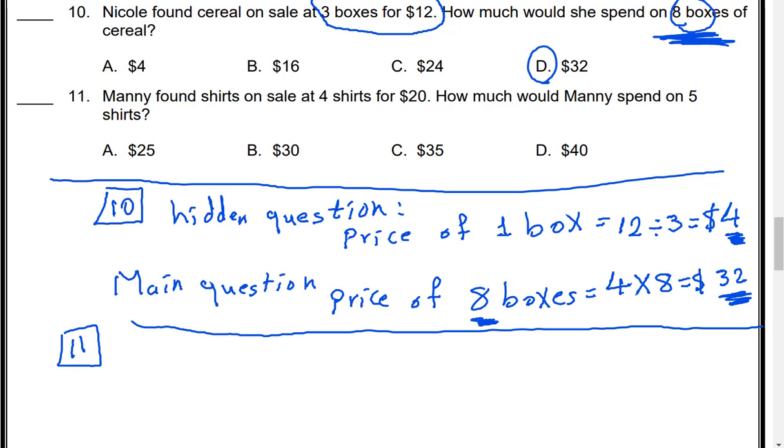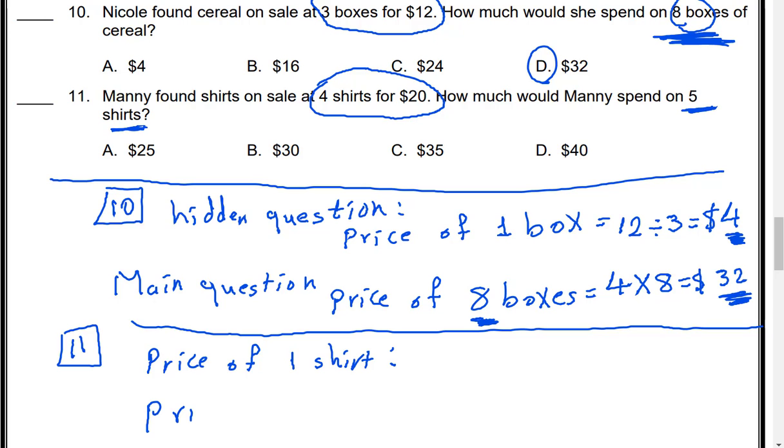Yes. Okay, my hero. The heading question for the second one, Mani found shirts on sale, it's the same question. So we will find the price of one shirt. And after answering this question, we will move to the main question, which is 5 shirts. So we will find after that the price of 5 shirts. Okay, let's start.